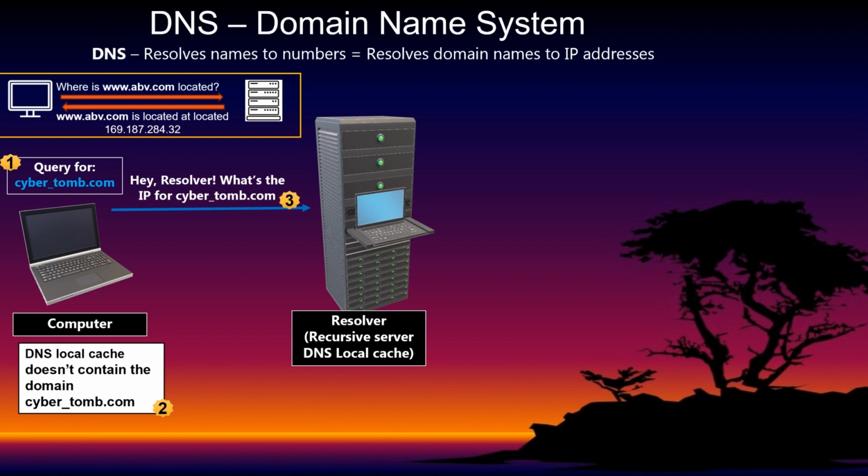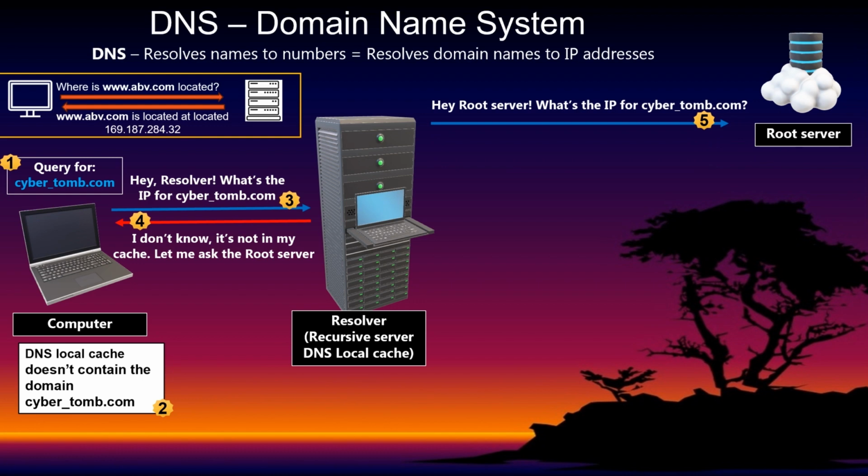So the resolver will send back the information and say, I don't know, it's not in my cache, but let me ask the root server, which is the next one in the chain. So the resolver will perform a query and ask the root server, hey, what's the IP of cybertump.com? The root server, or the top of the top, is the next level of the DNS hierarchy. There are normally 13 sets of these root servers strategically placed around the world, and they are operated by 12 different organizations, and each set has its own unique IP address.